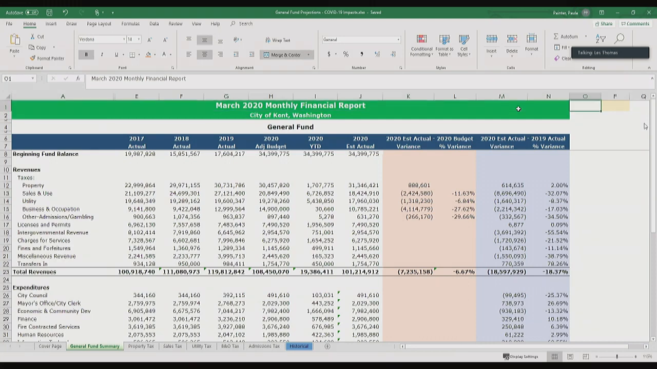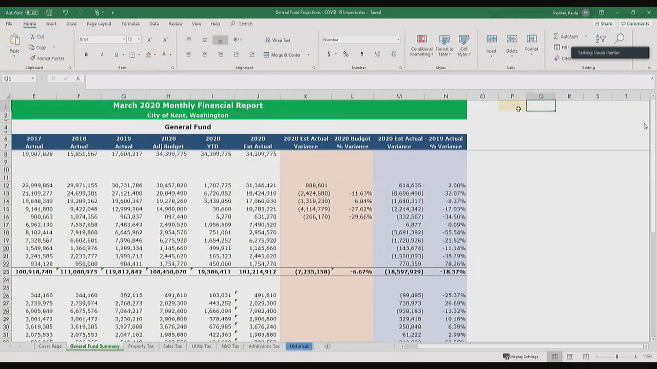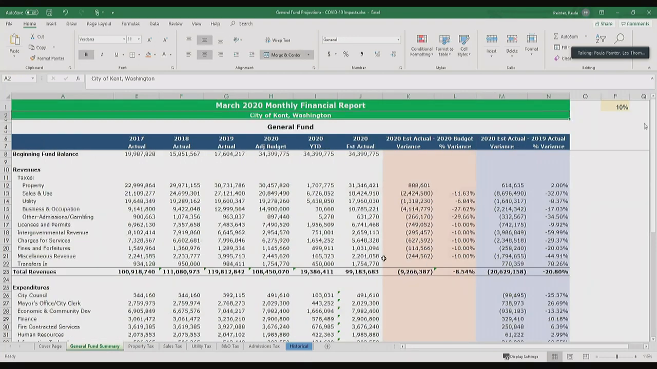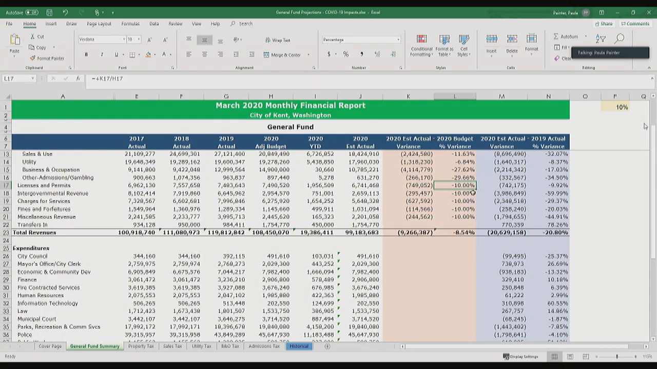If we were to put in an assumption that those lines of revenue reduce at just 10%, this would be 9.2% loss in revenues that could potentially occur. It is more likely that we'll see larger drops in both licenses and permits as well as charges for services.